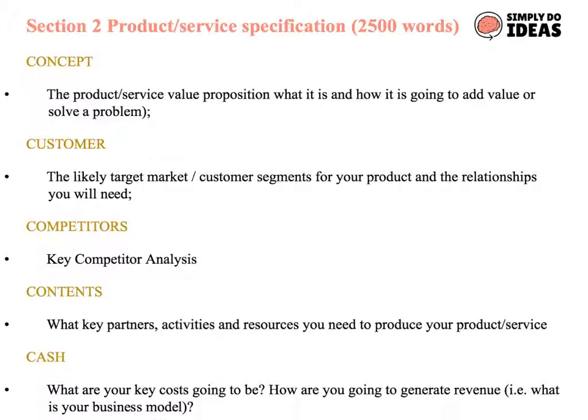In terms of contents, this is the what do you need to deliver your new service or product section or subsection. I'm looking for justification of key partners. I don't just want a list of key partners. I need some explanation of why you've highlighted key partners to help you deliver, what activities or resources you may need. Are you developing your own manufacturing base?